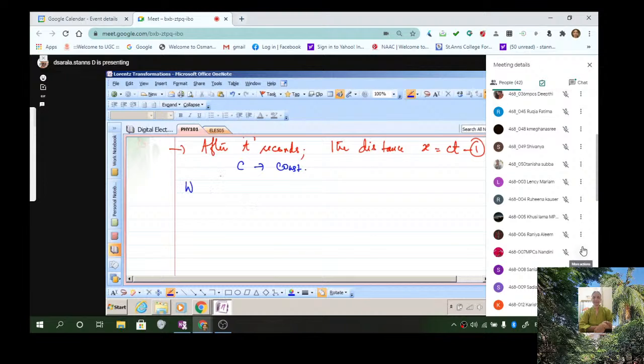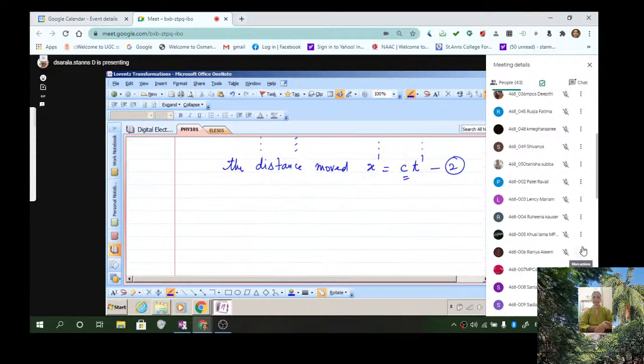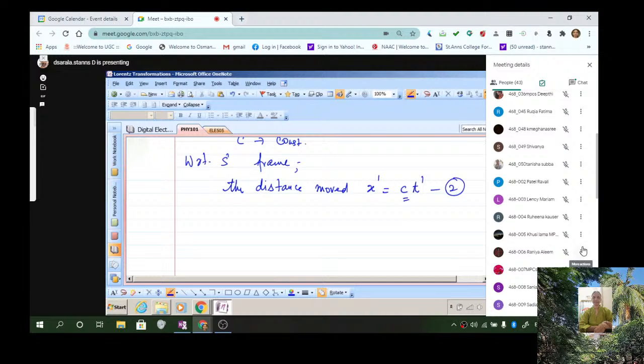this is with respect to S frame. So now let us consider with respect to S prime frame, the distance moved in t seconds is given by x dash is equal to c, which is the same, times t dash. This is very important. C is constant. But measurement of time is different, measurement of distance is different, measurement of length is different, but velocity remains the same.